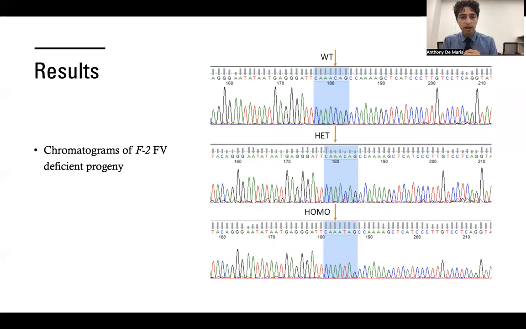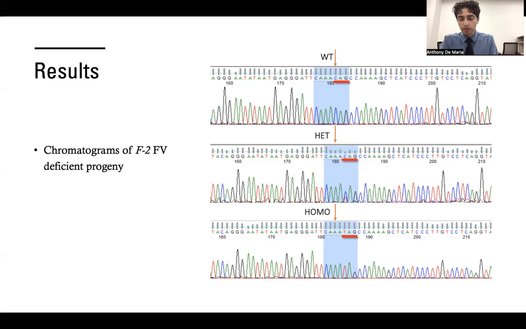So my results. First step of the project was to first confirm that the mutation was transmitted to the F2 generation. And here on the right, you have chromatograms of the wild-type, heterozygous and homozygous progeny of the F2 factor V deficient mutant. And here, as I've underlined, is the codon of interest. So on the top chromatogram, you'll see the codon CAG, which codes for a normal amino acid. But on the bottom chromatogram, for the homozygous, you'll see that it says TAG.